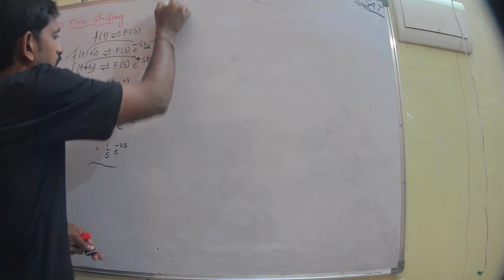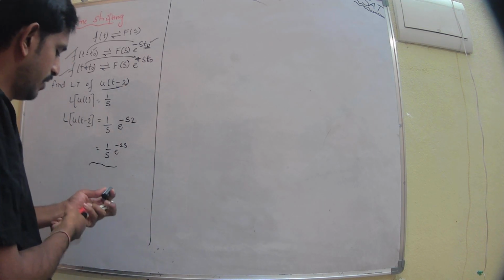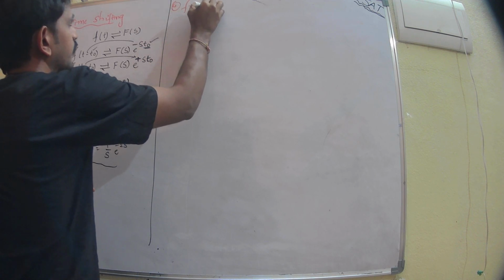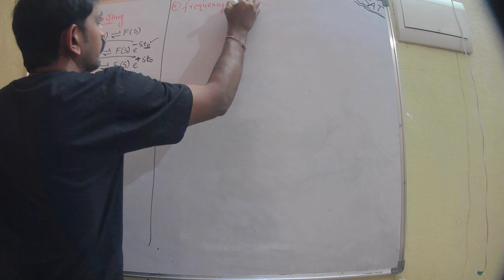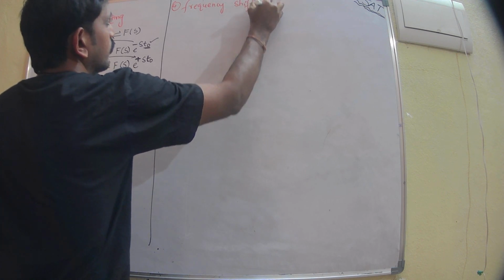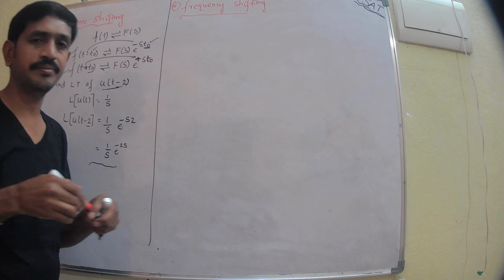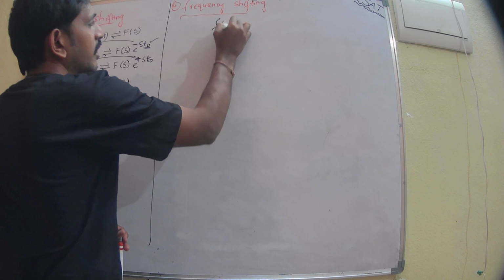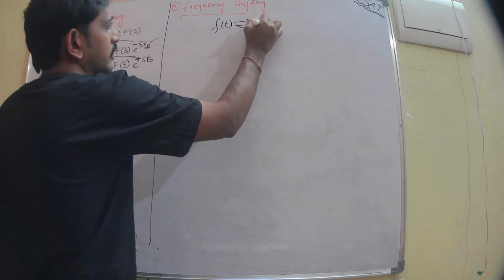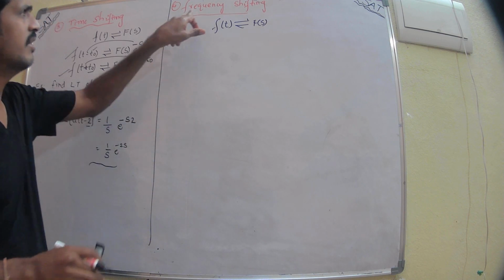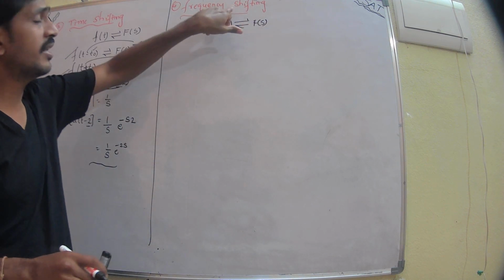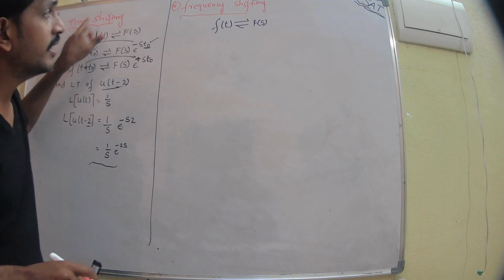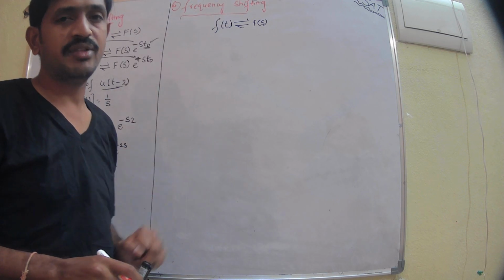Okay, the next property, the fourth property, is frequency shifting. Same thing here: you know f of t in time domain has Laplace transform F of s. Here the name indicates the frequency is shifting, so there is a shifting in frequency. In the previous case it was shifting in time domain, and in this case it is shifting in frequency domain.